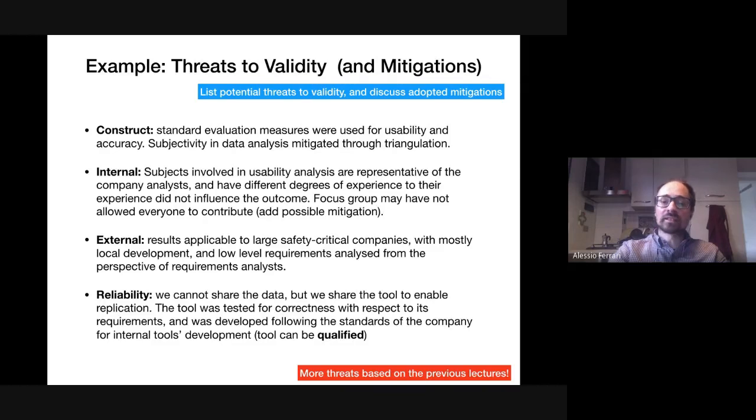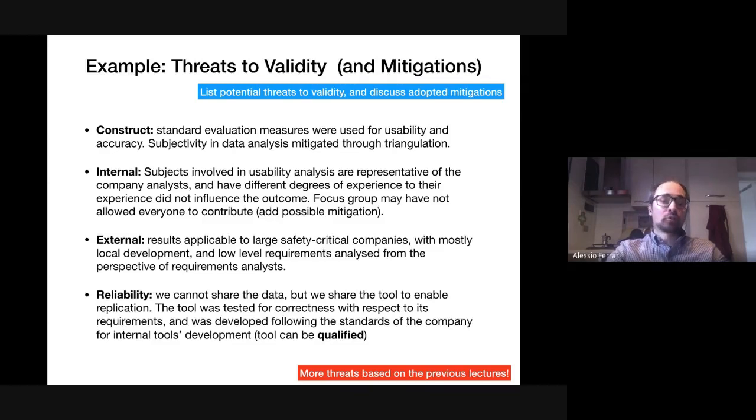You see that it is really relevant to characterize the context and what are the aspects that make your study comparable to other studies. Reliability. Since you are in a company, it is very likely that you have to admit that you cannot share the data. Okay, it's very, very common that you cannot share the requirements of the company. But it is important that you share the tool to enable replication. Otherwise, you have to explain why you cannot share the tool.